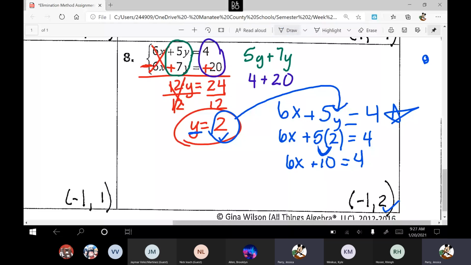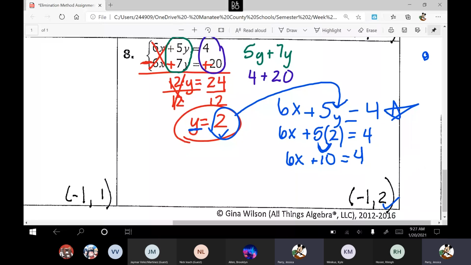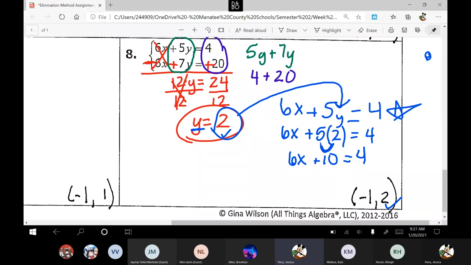What's my next step? Go ahead and write in the chat. What should I do to both sides? Your hint is adding or subtracting. So the next thing we're going to do is get rid of this 10. So I'm going to do the opposite, minus 10 on both sides. I'm going to rewrite my stuff over here. Then we get 6x equals, and then 4 minus 10.